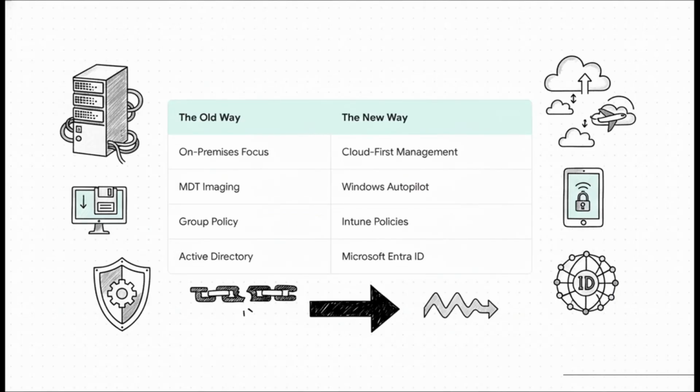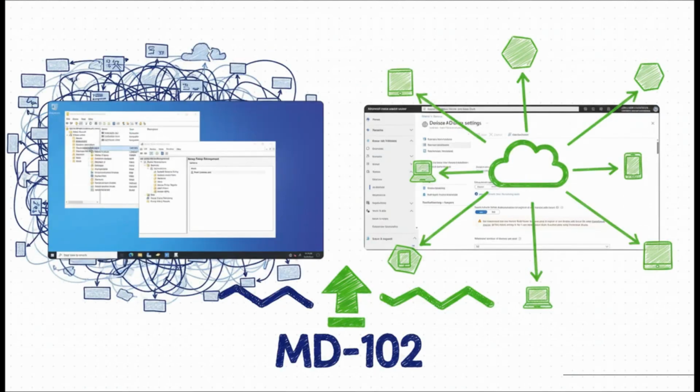This slide lays out the shift perfectly. The old way was all about on-premises stuff. You use tools like the Microsoft Deployment Toolkit, or MDT, for imaging computers and group policy for configuration. The new way? It's cloud first. It's all about Windows Autopilot, Intune policies, and managing identity with Microsoft Entra ID. It's a totally different way of thinking. And you can literally see the difference right here. On the left, you've got that classic on-prem world of Active Directory and group policy. And on the right, the clean, centralized, cloud-native world of Microsoft Entra. The MD-102 is all about mastering the console on the right.